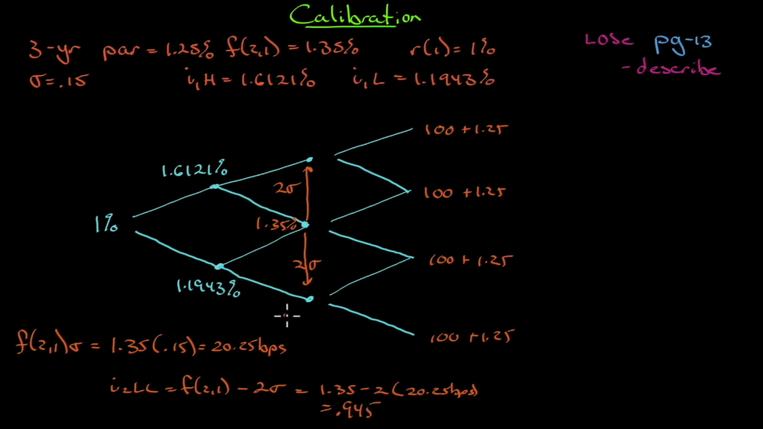0.945. So there's my best guess, 0.945. So that's 40.5 basis points. I can go from 1.35 to 1.755. That's 2 standard deviations up, 2 standard deviations down. Here's the thing. I know they're wrong. I know they're not right, but it's my best starting point.